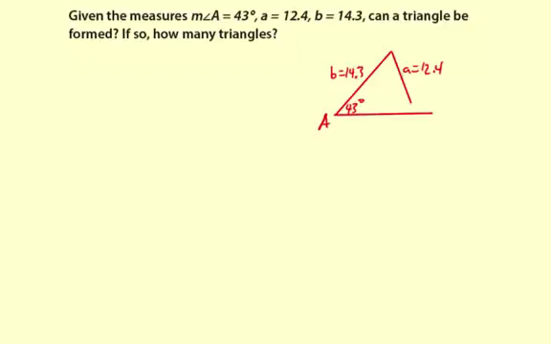Now this may or may not form a triangle. If this a was longer than b, we know for sure it would form one triangle because it would extend all the way down. But we don't know yet because we don't know the height of this triangle. So that's what we need to find.